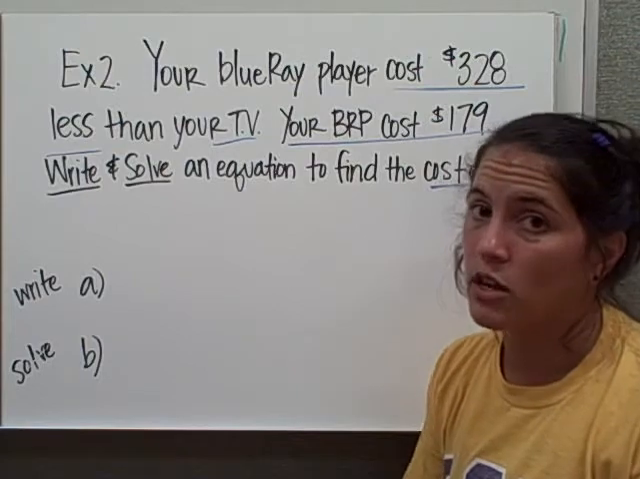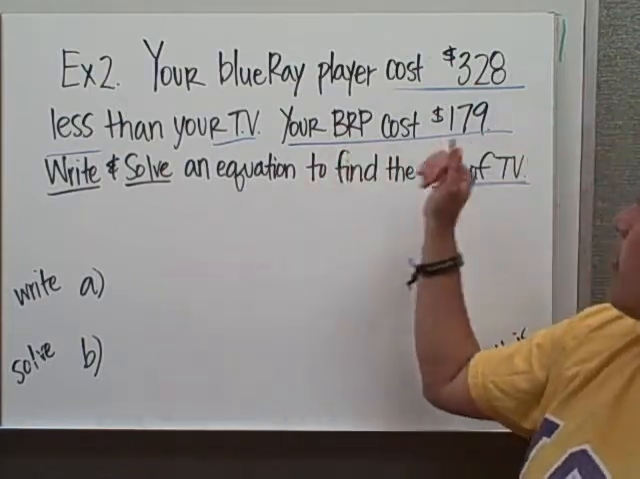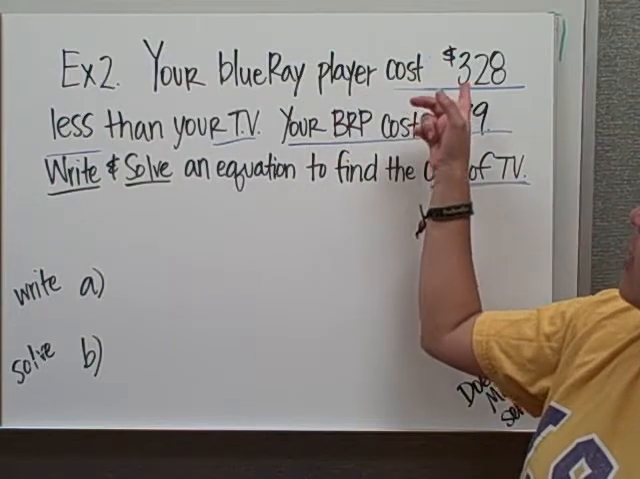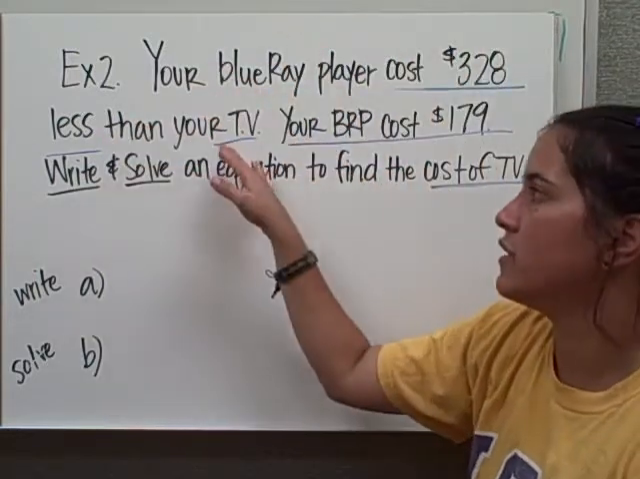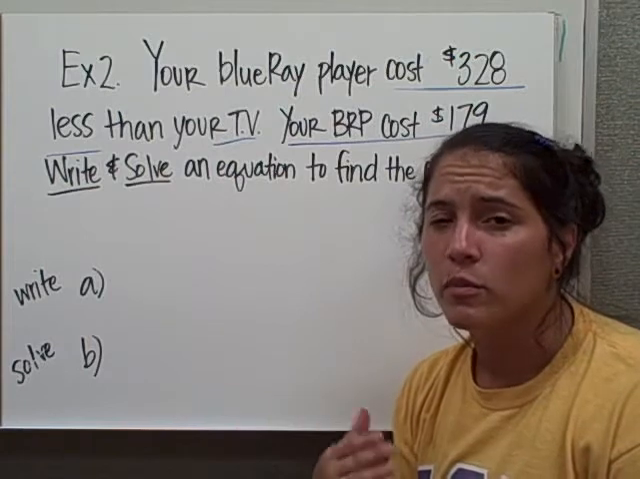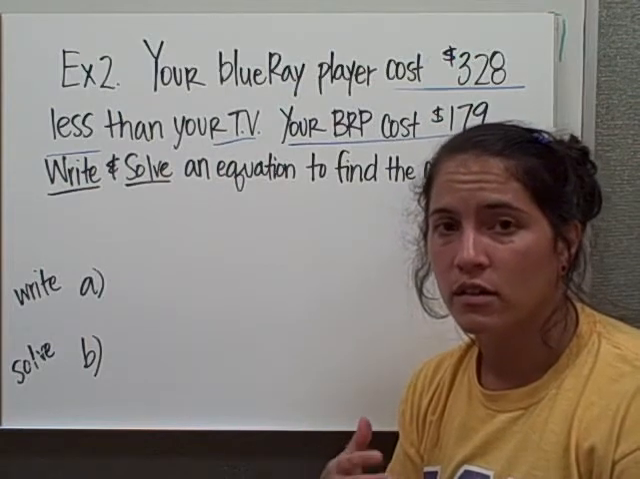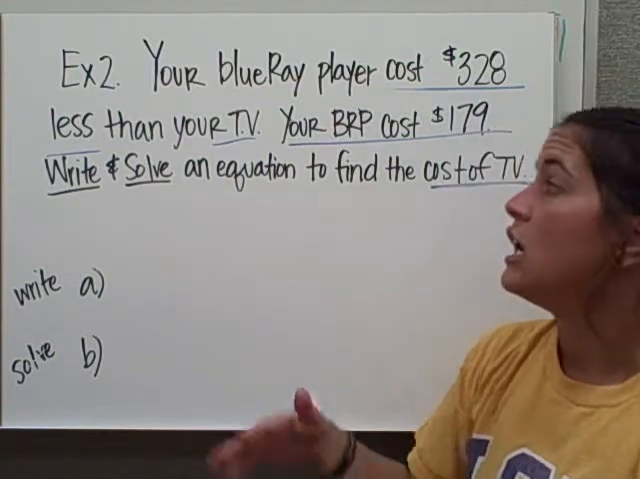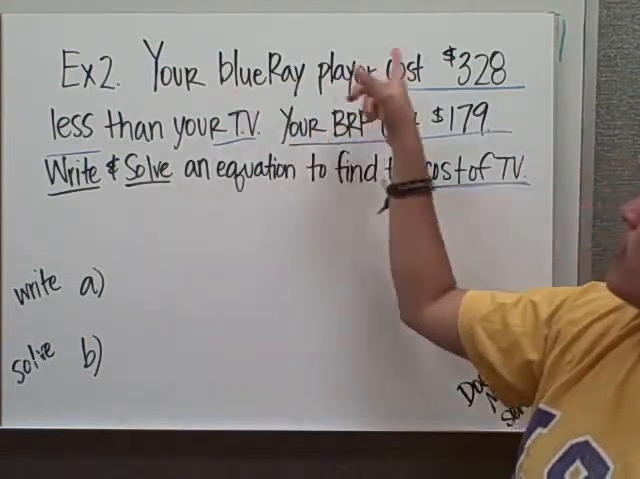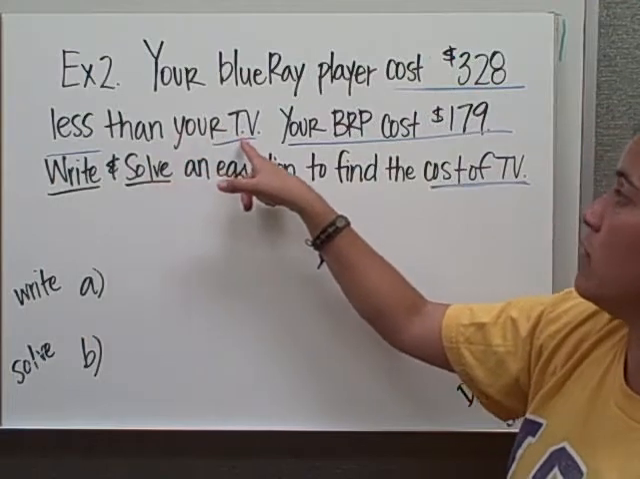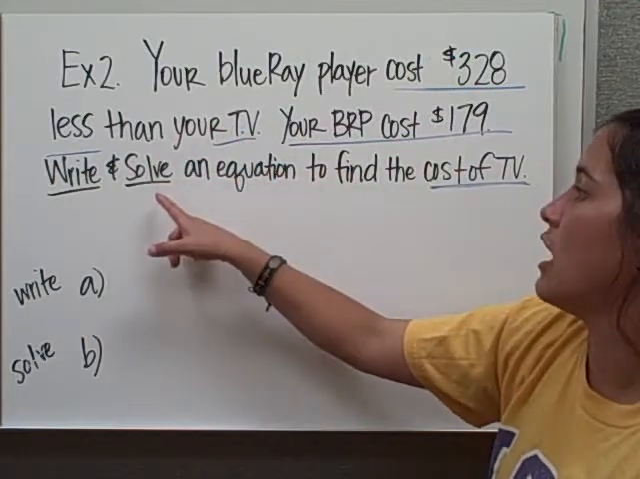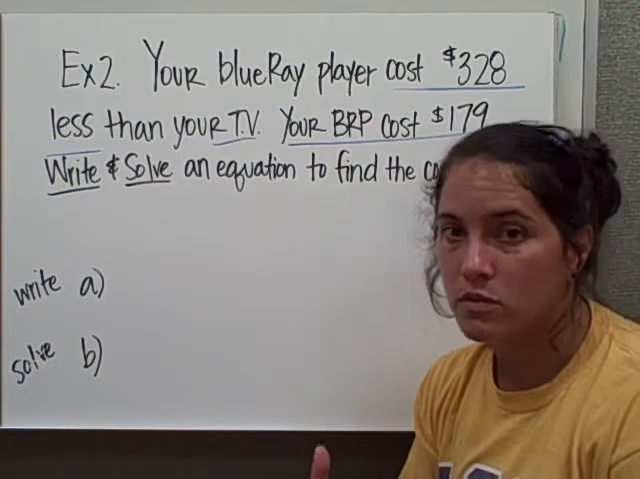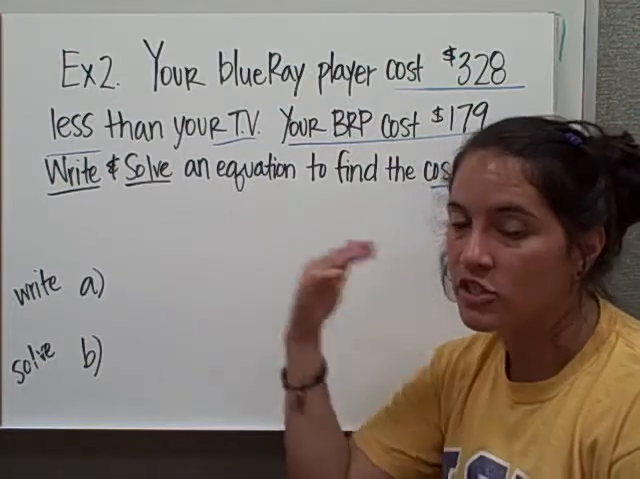So before we begin, let's talk about what we know. We know that the Blu-ray player costs $179, and we know that the Blu-ray player costs this much money less than our TV. So which one's more, the Blu-ray player or the TV? What do you think? I'm not going to tell you. I want you to think. Reading the problem, the Blu-ray player costs $328 less than your TV. Your Blu-ray player costs $179. Find the cost of the TV. So right now in your mind, think about it. Which one's going to cost more, the TV or the Blu-ray player? And that should guide your problem.